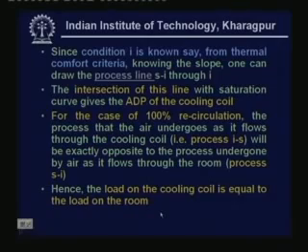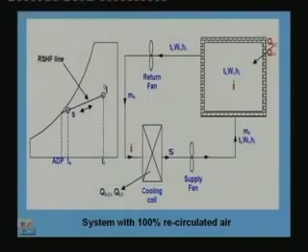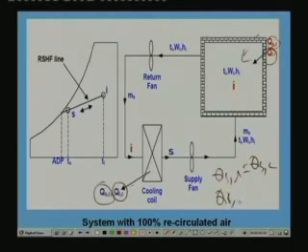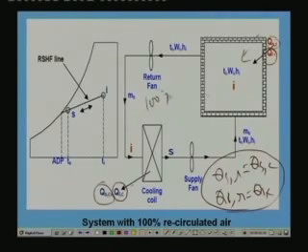Hence, the load on the cooling coil is exactly equal to the load on the room. That means this QSR is exactly equal to QSC. Whatever sensible heat is being transferred to the room has to be rejected at the cooling coil. Similarly, whatever latent heat is transferred to the room has to be rejected at the cooling coil. That means QSR is equal to QSC, that is the coil load, and QLR is equal to QLC. This is not always valid. This is valid only for this particular system with 100% recirculated air.